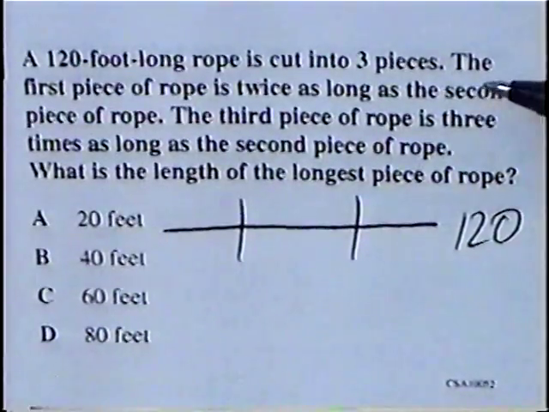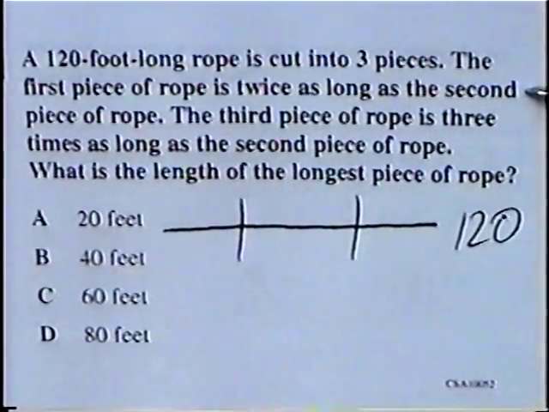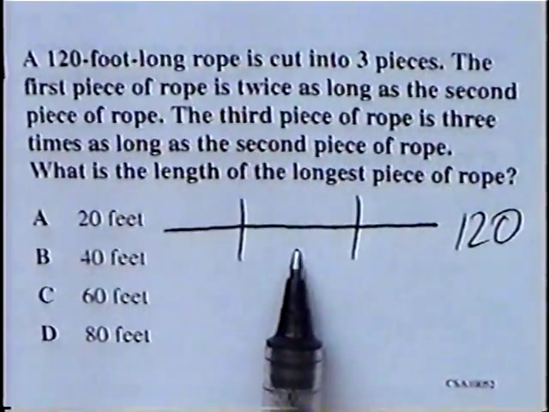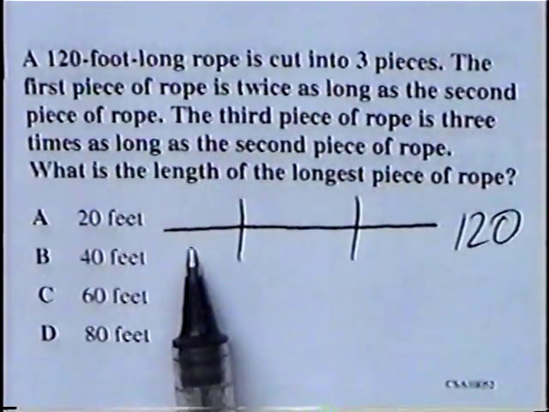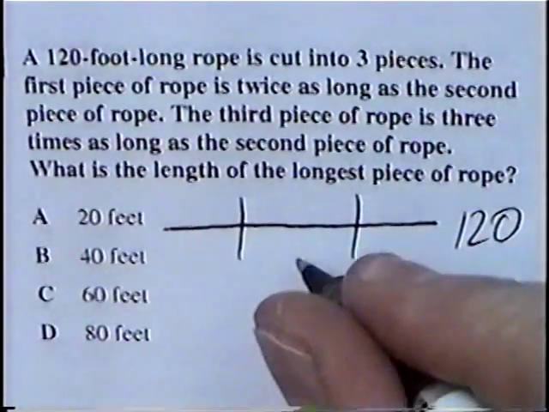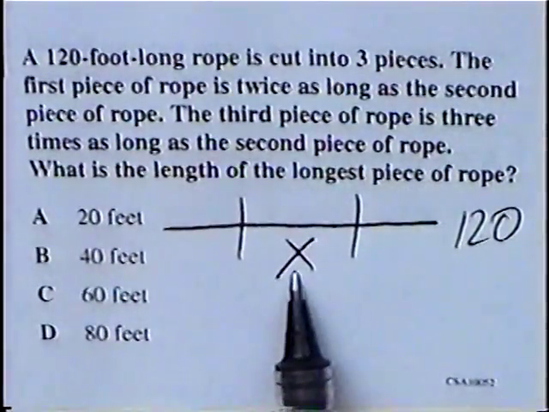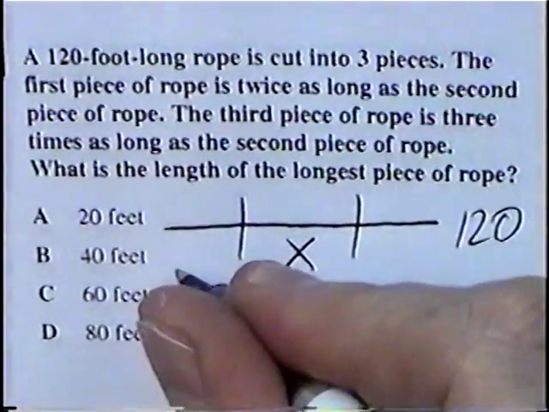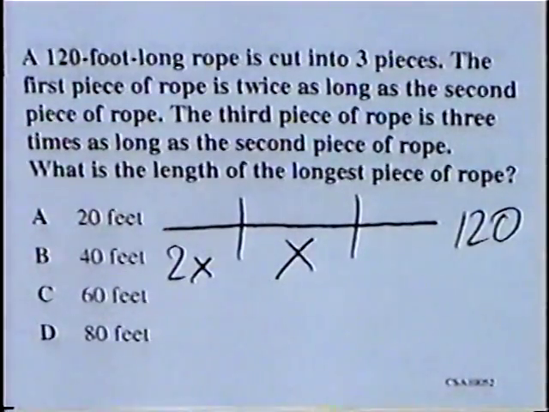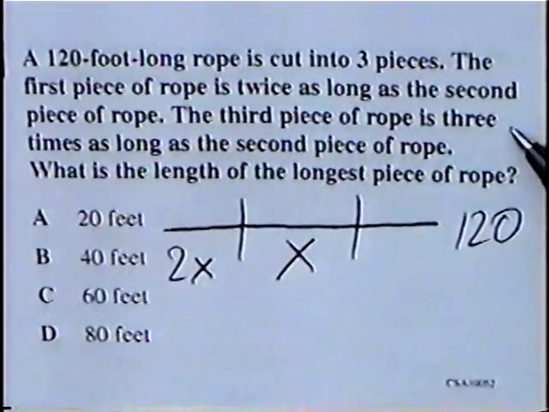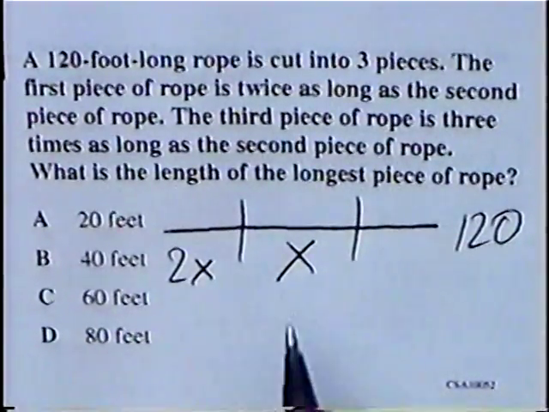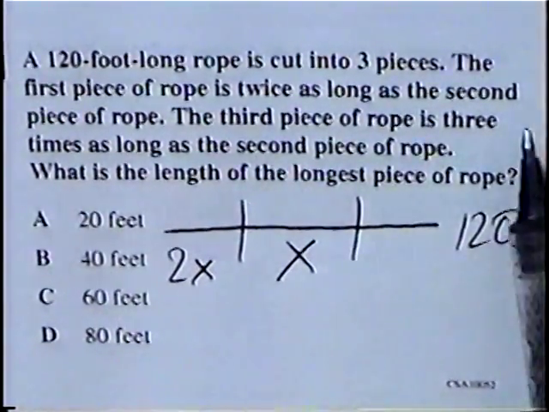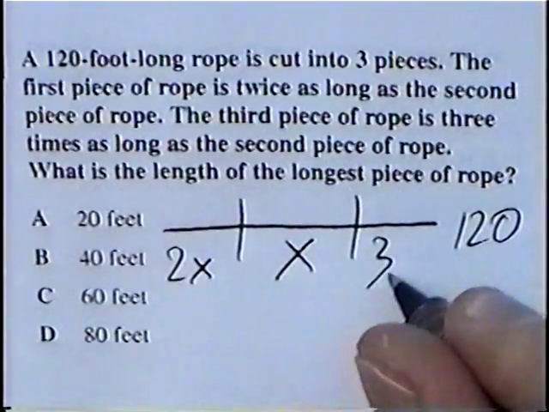The second sentence says the first piece of rope is twice as long as the second piece of rope. What that means is the first piece is double the length of the second. So the second piece, if we label as x, the first piece would be double that, which would be 2x. The next sentence says the third piece of rope is 3 times as long as the second piece of rope. The second piece of rope we label as x, so 3 times as long would be 3x.